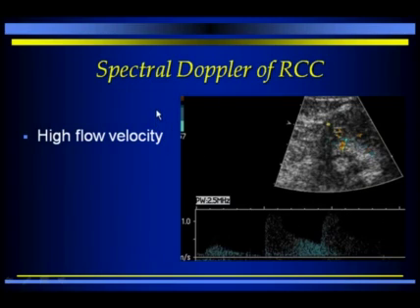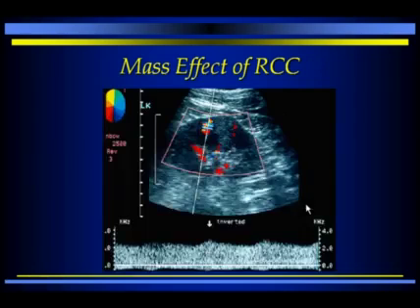What does a Doppler signal look like in renal cell carcinoma? Well, here is a renal cell carcinoma, which is suboptimally visualized here, but there's a slight difference in echo texture, and the vessels going into it have very high flow with relatively low resistance. That's the classic appearance of the Doppler for renal cell carcinoma.